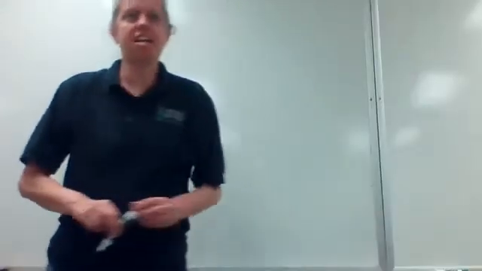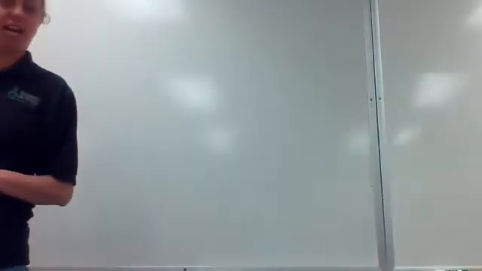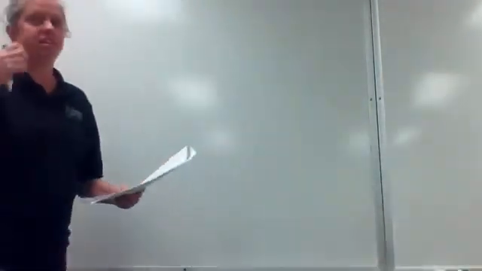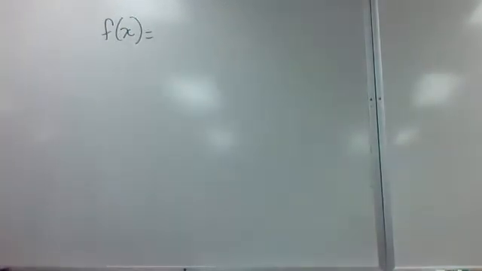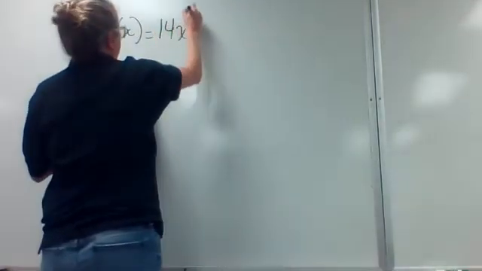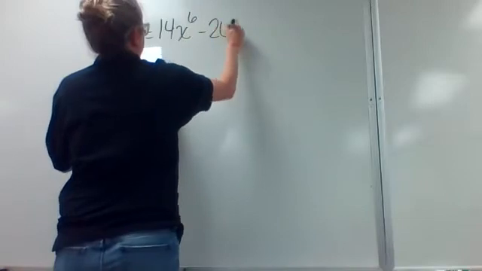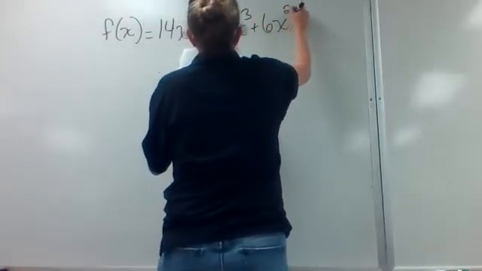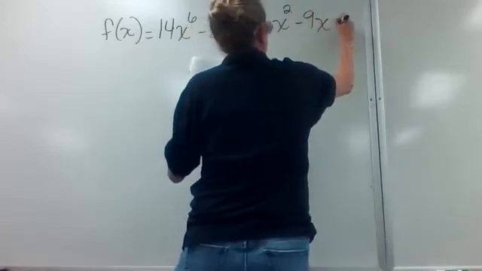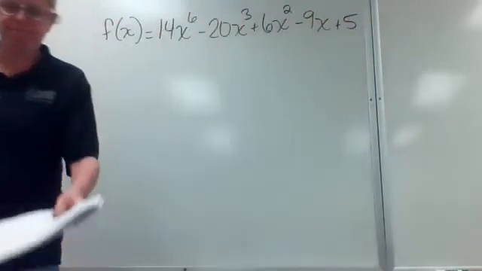All right, so this is the second part of reviewing for test 3, and we're on number 15. Is that right? 15? Okay, so on 15, it gives us a function and asks us to find all of the possible rational zeros. The function on this one is 14x to the 6th minus 20x to the 3rd plus 6x squared minus 9x plus 5.